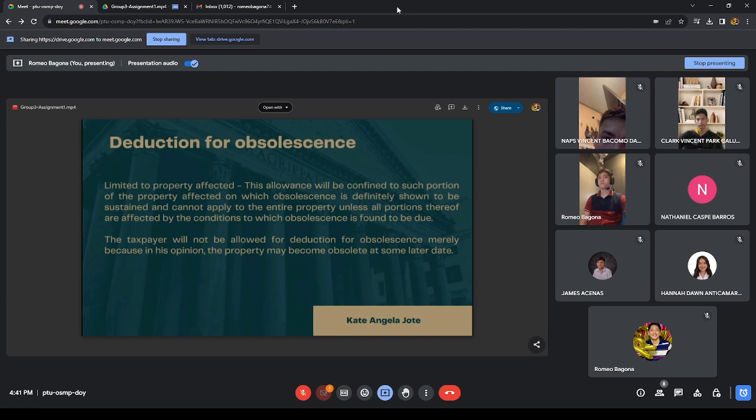limited to property affected. This allowance will be confined to such portion of the property affected on which obsolescence is definitely shown to be sustained and cannot apply to the entire property unless all portions thereof are affected by the conditions to which obsolescence is found to be due.